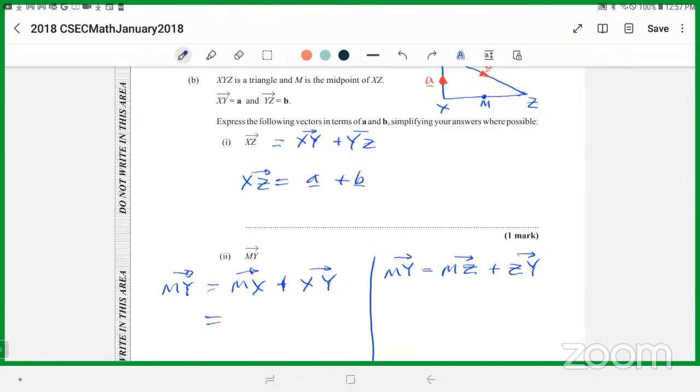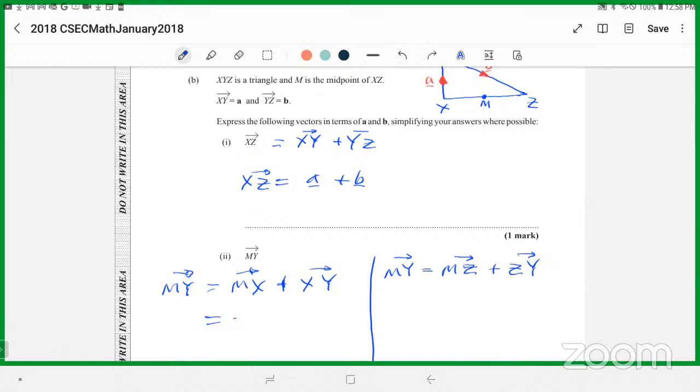Somebody tell me, what would the MX be equal to? To go from M to X, knowing that the XZ out here is A plus B, and also knowing that the M to X is in the opposite direction to this, and also knowing that this is just half of the whole thing. Come on, simple. Remember? Minus half XZ. Minus half of XZ, good.